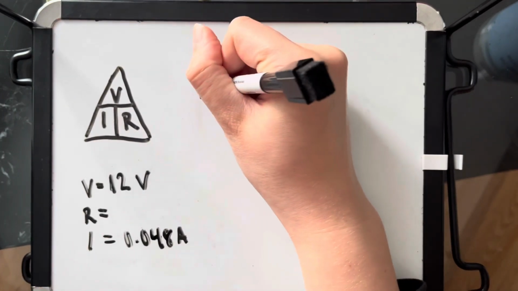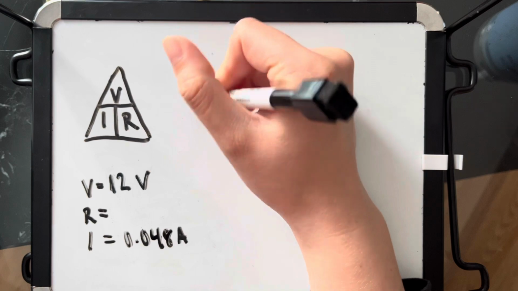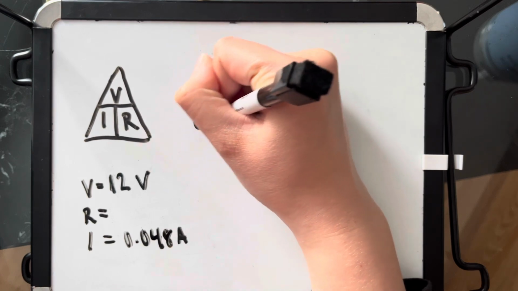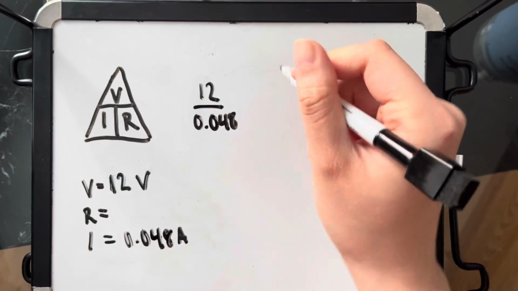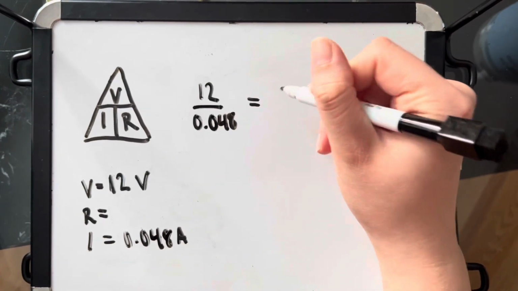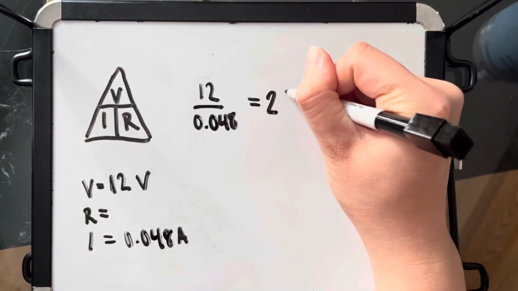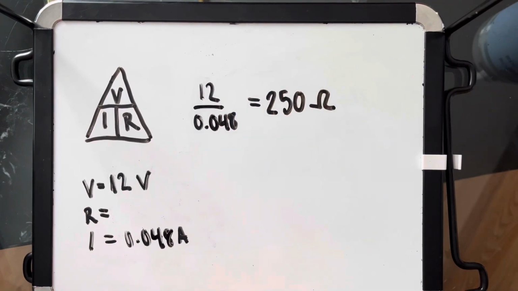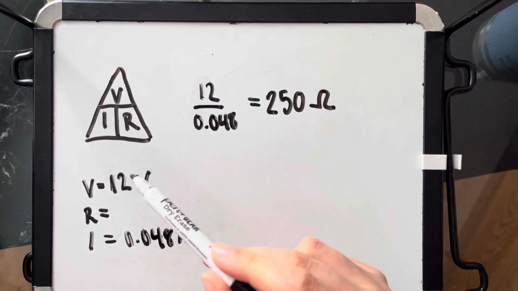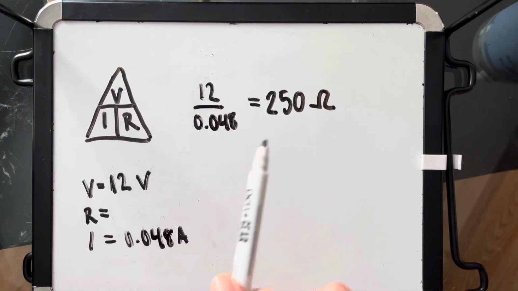So we're going to do 12 divided by our current, which is 0.048. What that comes out to be is 250 ohms. Okay, so we figured out how to solve voltage, resistance, and current.